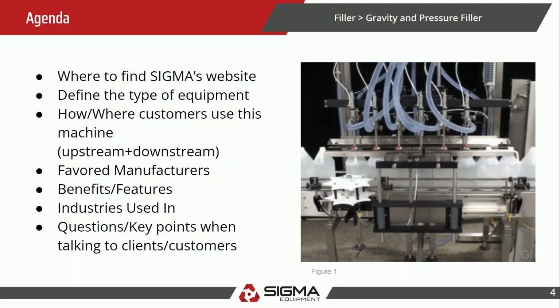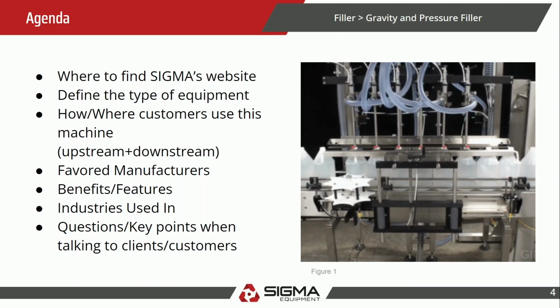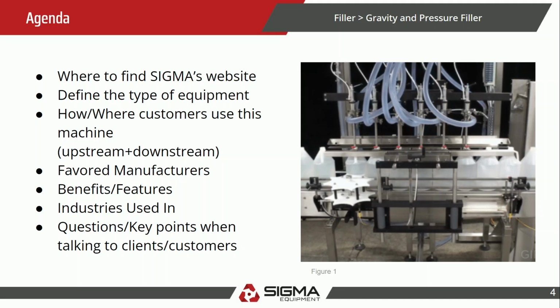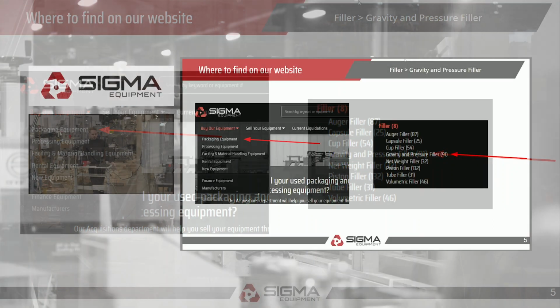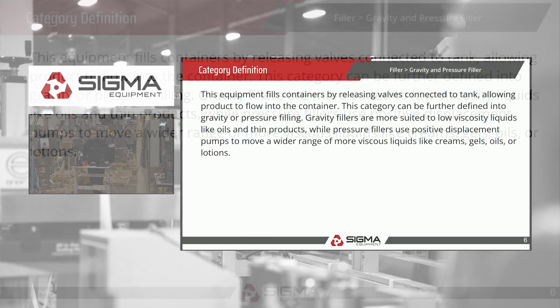I'll mention some upstream and downstream equipment to look at when buying and selling, industries used in, and then questions and key points when talking to clients and customers. So we'll just get into it. First and foremost, where to find on our website, you're going to find this under packaging equipment if you're looking to buy our equipment, the subcategory of filler, and then down to gravity and pressure filler. So that's where we're looking here.